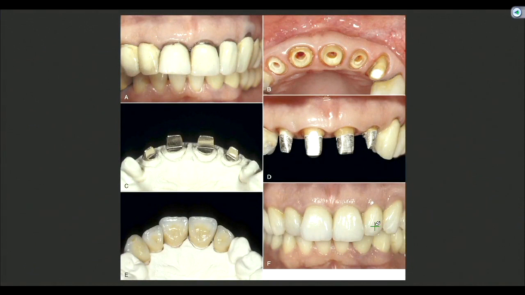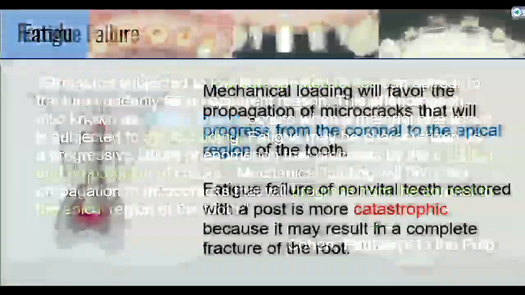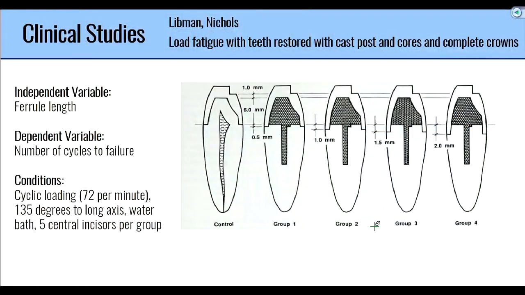Here are some more examples of the cast post-core system where you can see the distance of your natural tooth here, this is your ferrule effect. So you would say, I have 2 millimeters of ferrule, or I have 1 millimeter of ferrule, or maybe I have no ferrule. All right, we'll come back to this. Let's jump into the study.